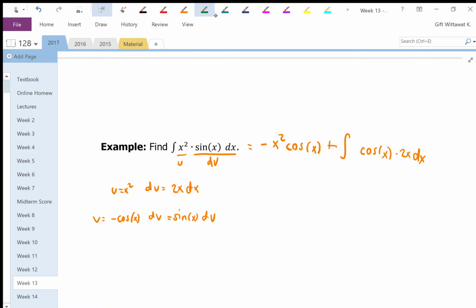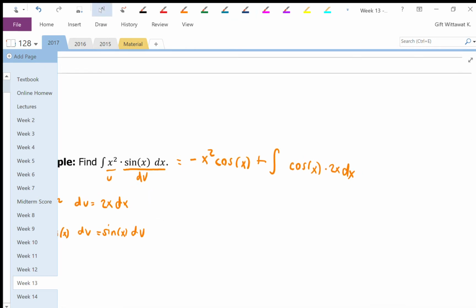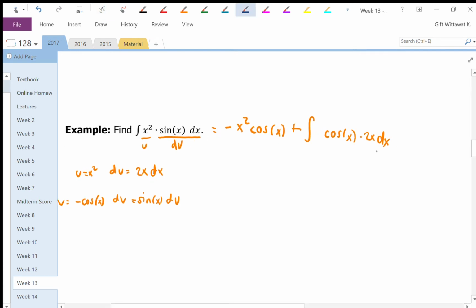So I'm going to do the integration by parts again. I'm going to once again let my u be 2x and my dv is going to be cosine of x dx. And then my du is going to be just 2 dx and my v is going to be just sine of x.